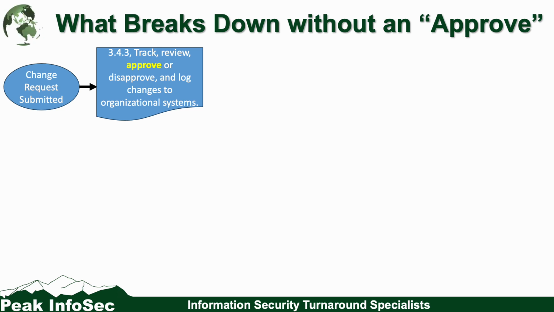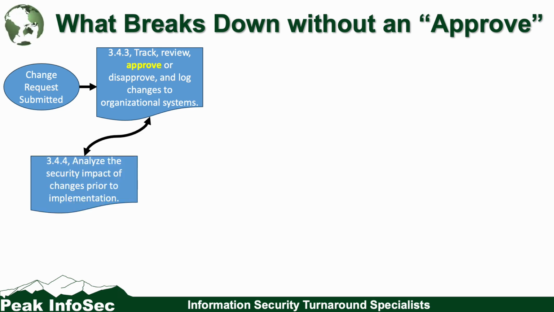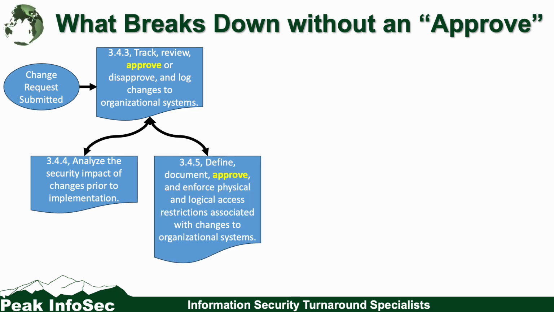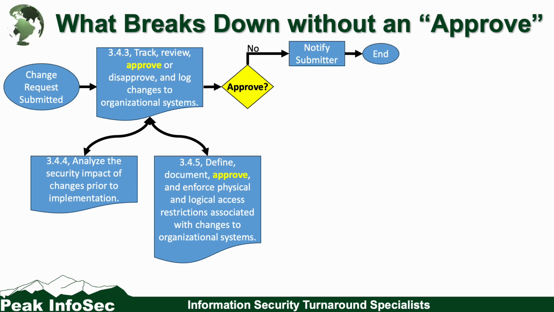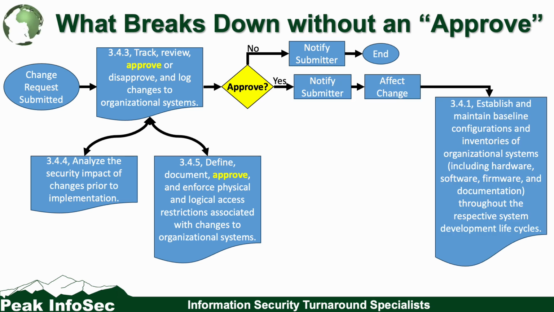Well, realistically, before you can even approve it, you've got to make sure you've analyzed the security impact before it's approved. Likewise, you need to make sure that if this involves physical or logical access restrictions, you've handled everything in 3.4.5. Oh, which is another approve. Well, once you're really ready and you've made that approval decision, yeah, you're going to tell the user they're not authorized and it'll end. But if it is, you're going to affect the change.